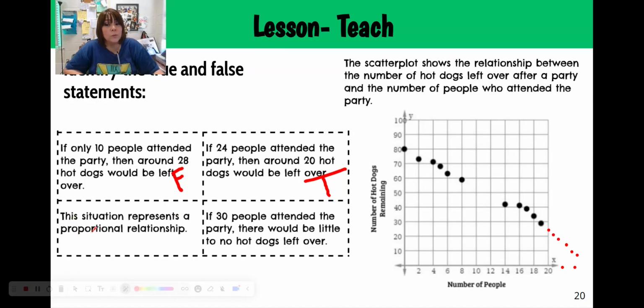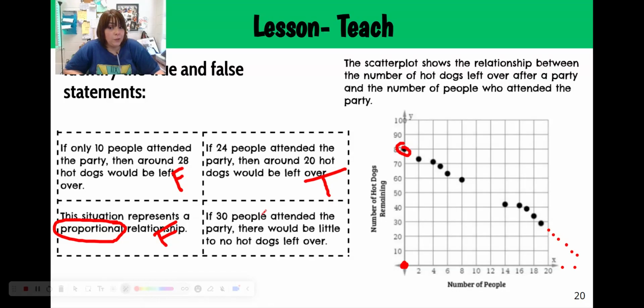This situation represents a proportional relationship. Well, when something is proportional, that means I'm going to have something on my origin. So that would mean 0 people, 0 hot dogs left over at the party. And it would either go down or up from there. So I'm going to say this is false because it has a y-intercept of 80. That's not proportional. That's a linear relationship.